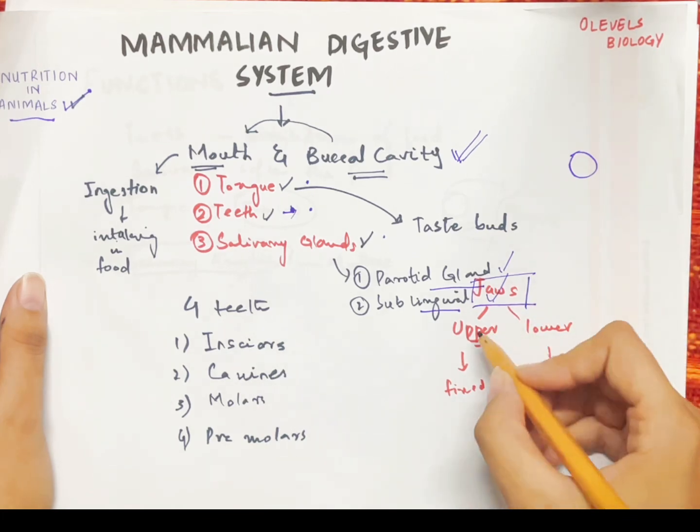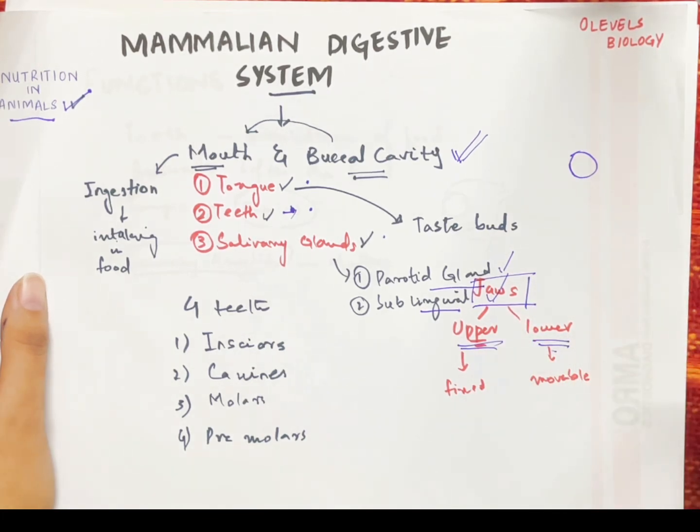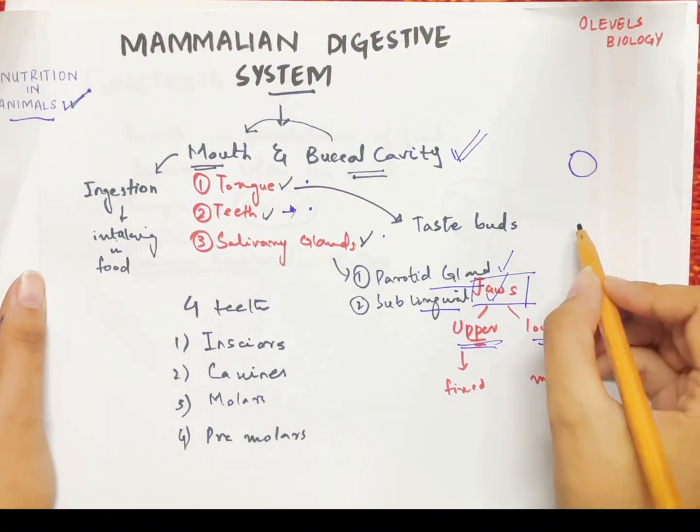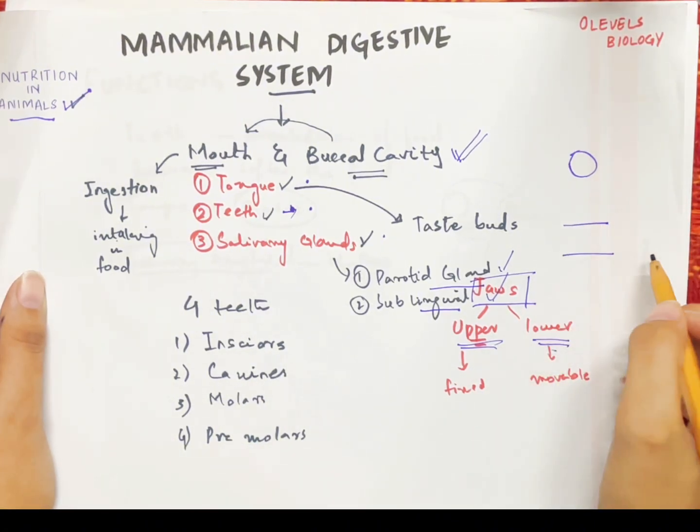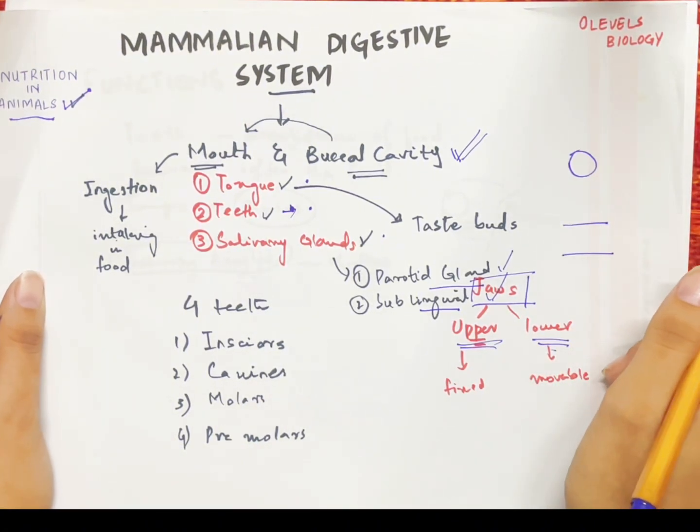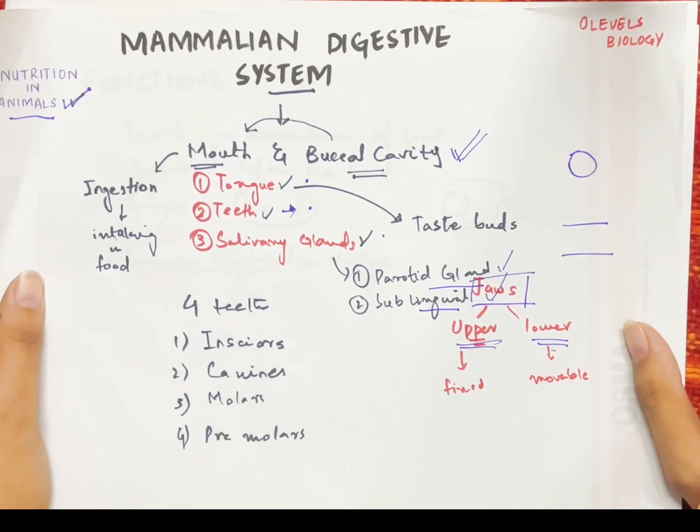We have two kinds of jaws, the upper jaw and the lower jaw. What is the difference between them? Basically, an upper jaw is a fixed jaw, whereas a lower jaw is a movable jaw. You can always move the lower jaw, whereas the upper jaw is not movable.